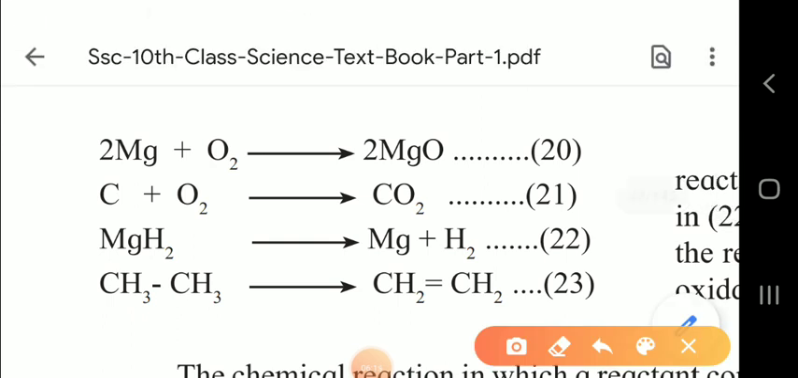These are chemical equations. First one is 2 Mg plus O2 equal to 2 MgO. And second is C plus O2 equal to CO2. MgH2 is equal to Mg plus H2. CH3 single bond CH3 equal to CH2 double bond CH2.